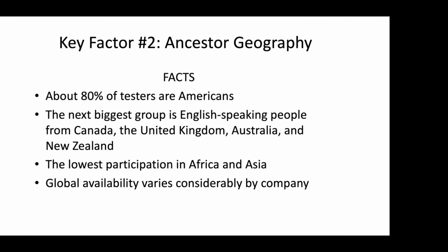The second key factor is ancestor geography. Where your ancestors lived in the world will affect your DNA test results. Here are the facts. First of all, about 80% of the testers on these DNA tests are Americans. The next biggest group is the English-speaking people from countries like Canada, the United Kingdom, Australia, and New Zealand. The lowest participation is in Africa and Asia. And one thing to remember is that global availability varies considerably by company. Each company has a list of countries they will ship to, and there's a lot of places that can't get certain tests.